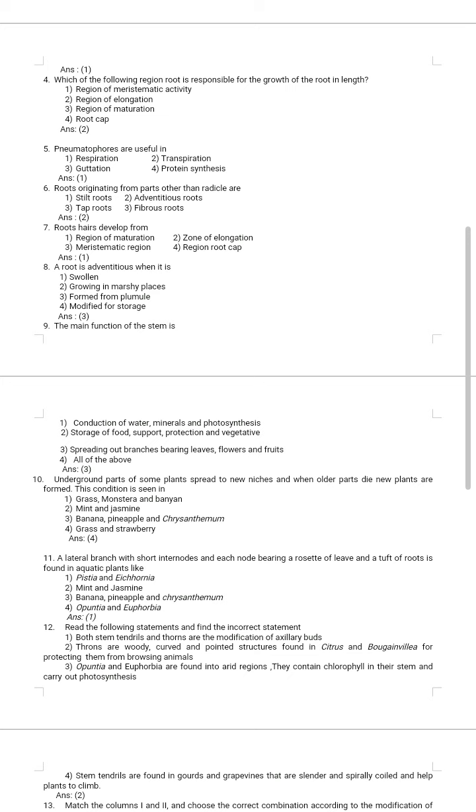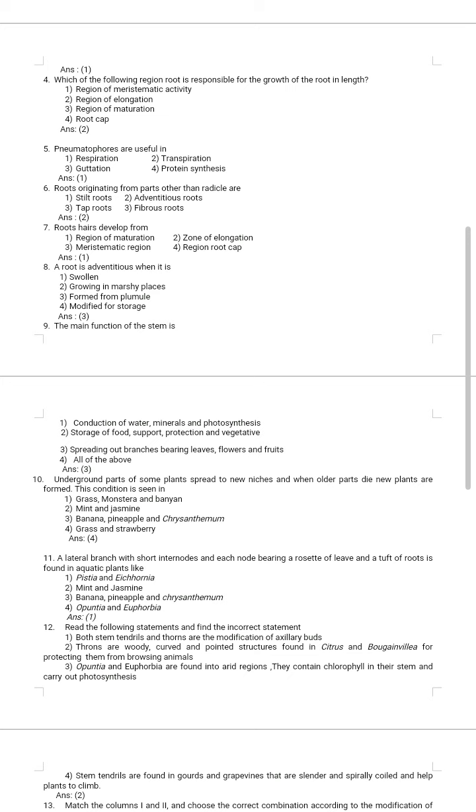These are the plants that spread to new niches, and older parts keep on dying when the new parts are forming. This condition can be seen in grass and strawberry. This is because when browsers like cattle eat the grass, within a few days new parts of the grass plant are produced because of this reason only.